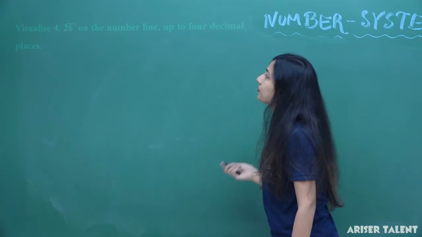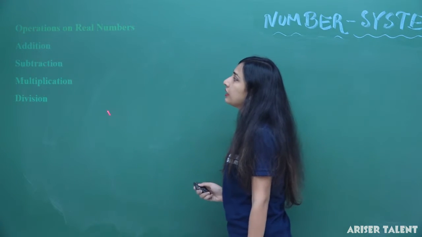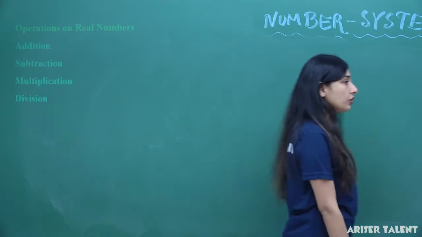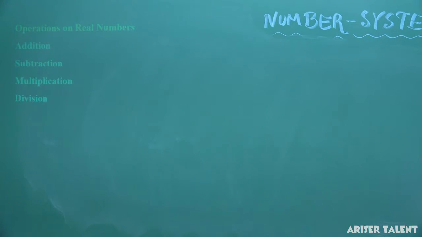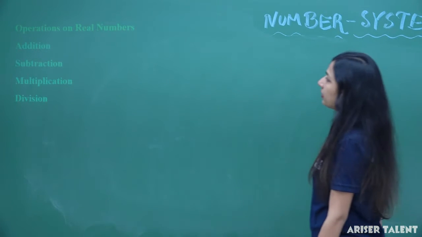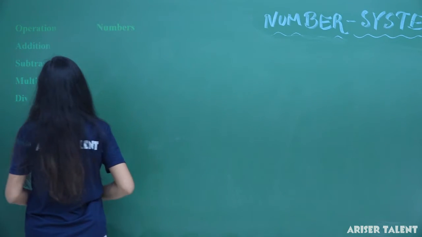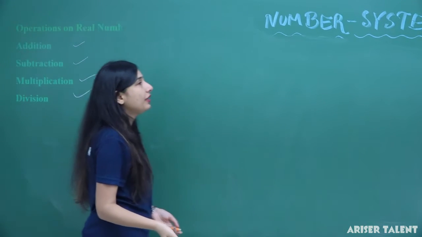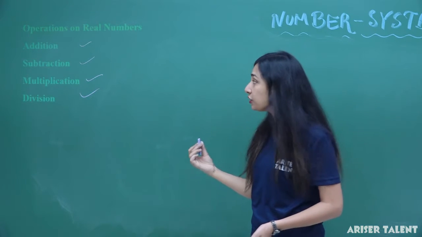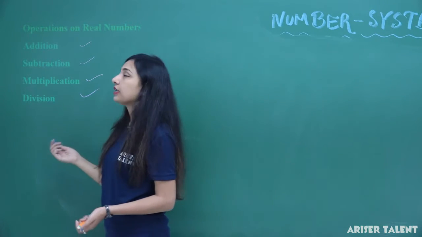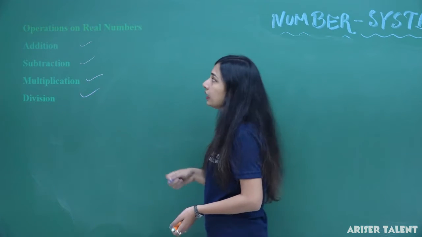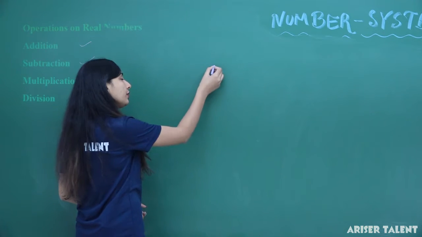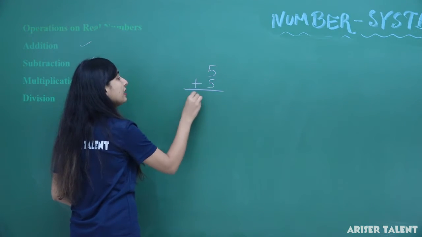So after that, operations on real numbers: addition, subtraction, multiplication and division. We are going to now study about the operations on real numbers. Okay students, now you will say to me that, ma'am, what are you talking about? We know how to add, subtract, divide and multiply. We all know how to do the division, the multiplication, the subtraction and the addition. So why are we even having this slide?